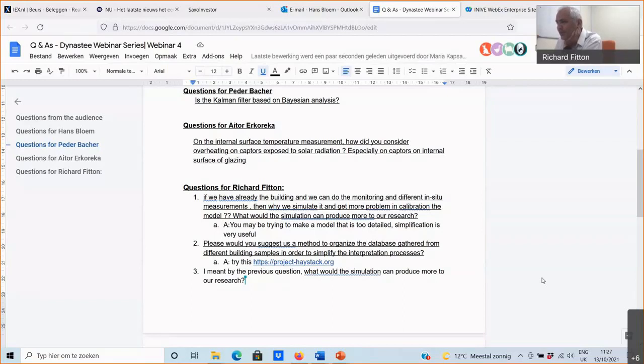The second one: there's an open source project called Project Haystack, which may help you address some of your queries in terms of how you structure large pools of data across different buildings.